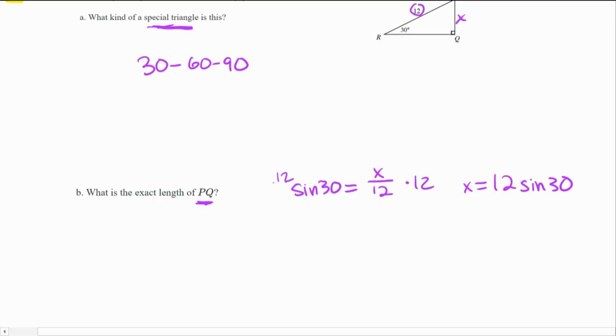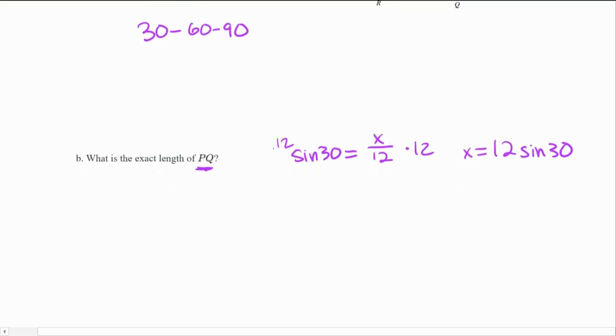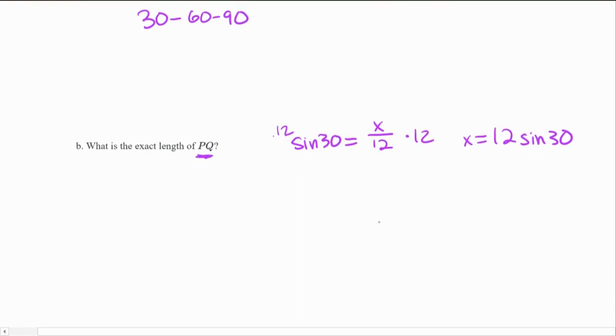Yeah. Because sine of 30, so real quick, remembering the unit circle here, if you remember anything about the unit circle, we have the circle, we have 30 degrees. Sine is the opposite side here. It's one of our special ones where the sine of 30 is actually 1/2, the opposite side. So really x is equal to 12 times 1/2.